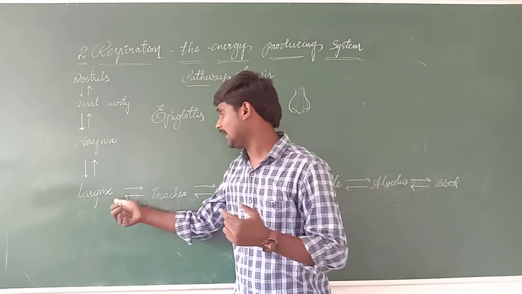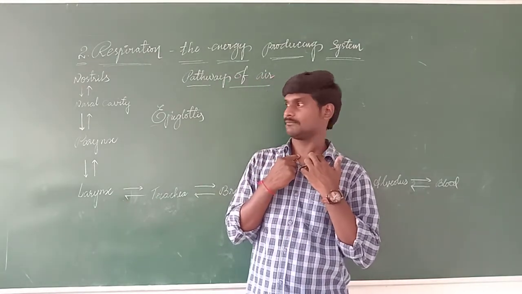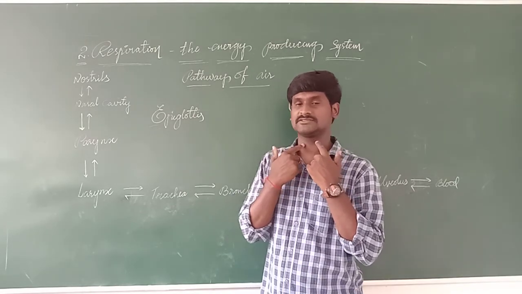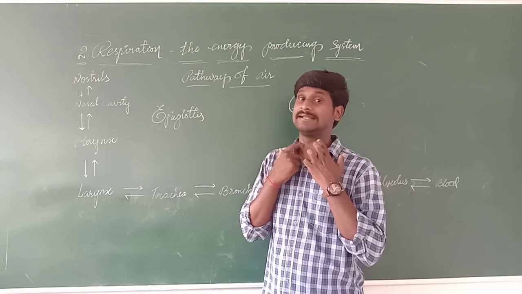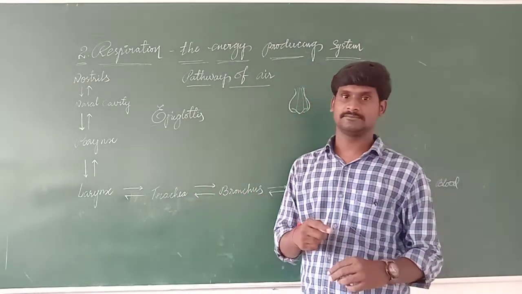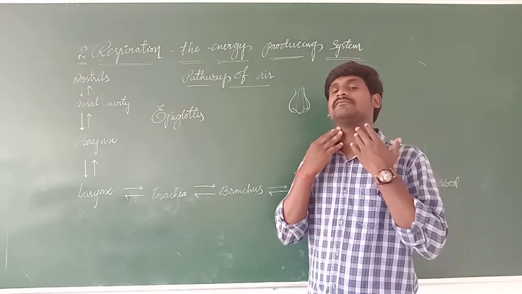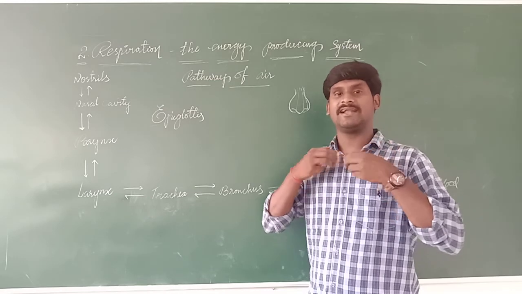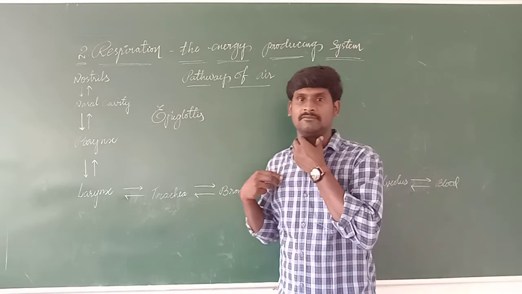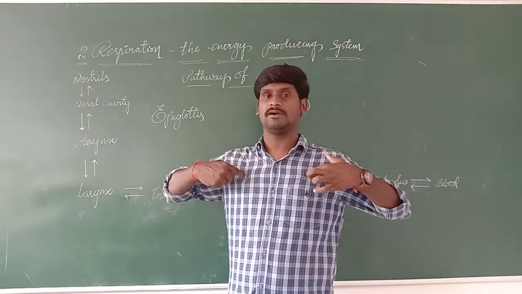The larynx is connected with the trachea. It's a pipeline going on, the trachea. The next one is called the bronchus. This is the place where the trachea will be divided into two parts. When it comes here, it will develop into two parts.